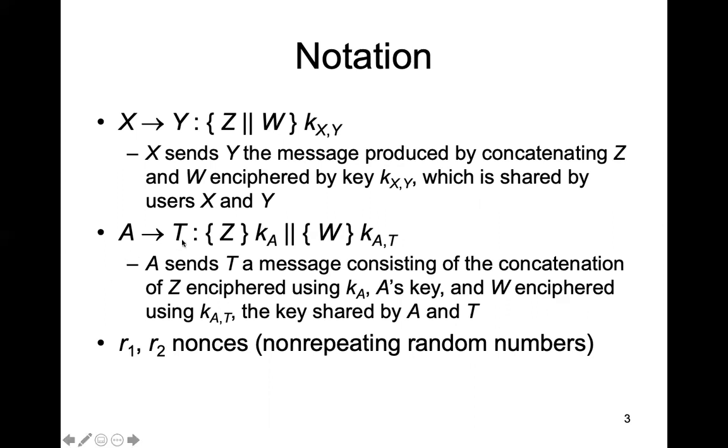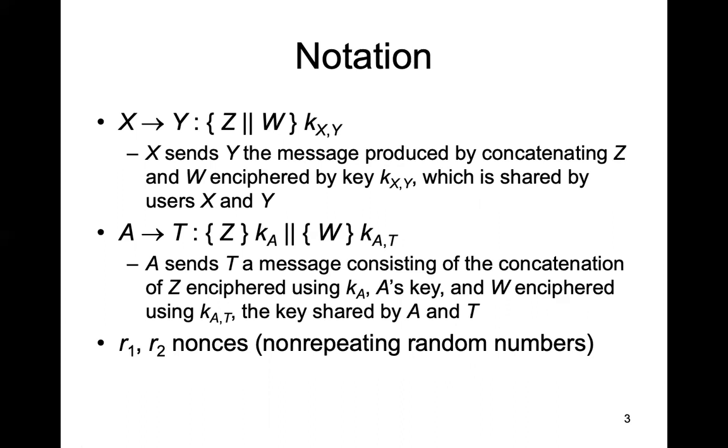Slightly different, we are just getting used to the notation. Here A is sending a message to T, and the message consists of two parts which are concatenated with each other, where the first message is encrypted by this key KA, which I will explain in just a second. The message that is encrypted is Z, so that's the plain text. On the second part of the message, we have W, which is encrypted using K_A,T. Okay, so that's the way that we are going to be depicting messages in the next few slides.